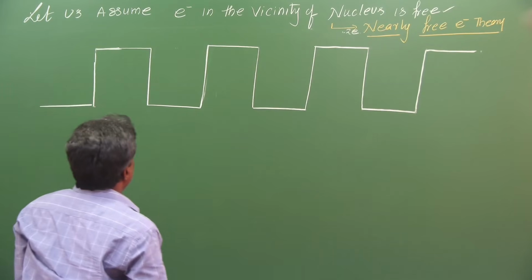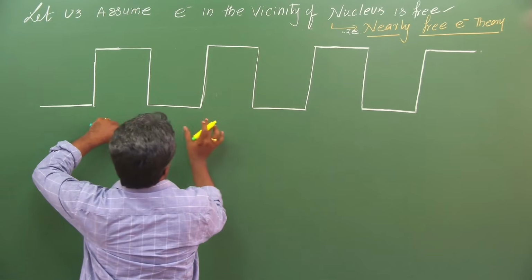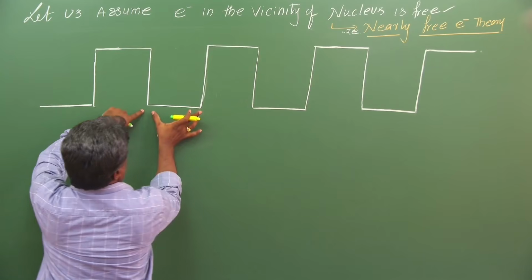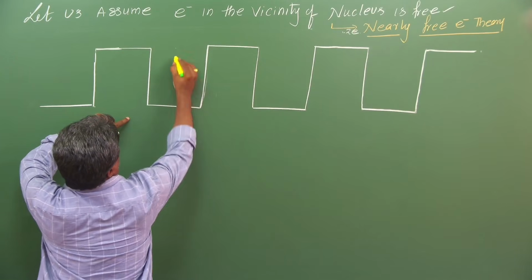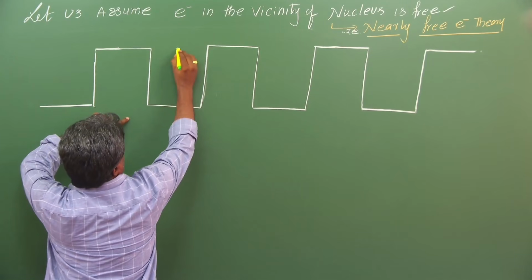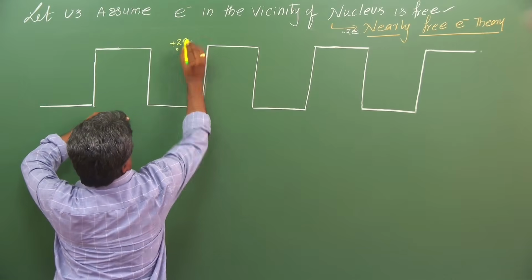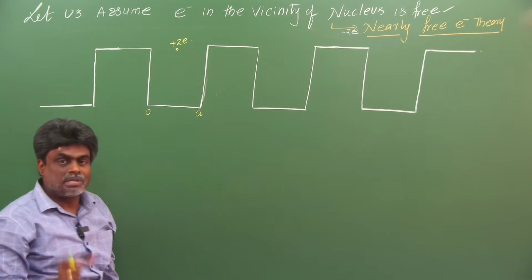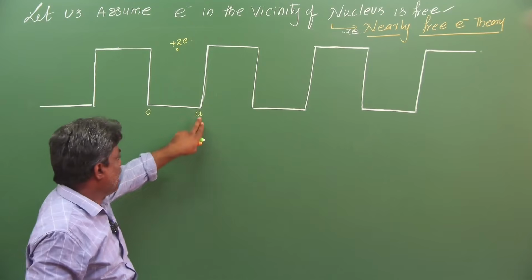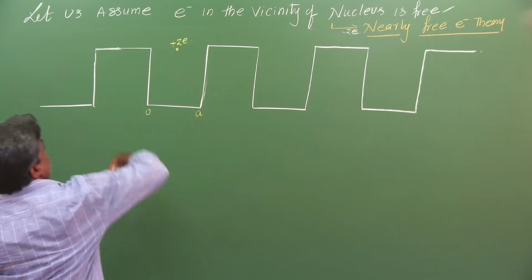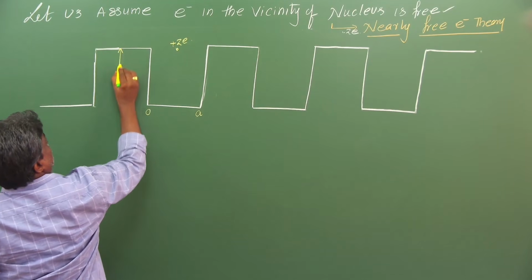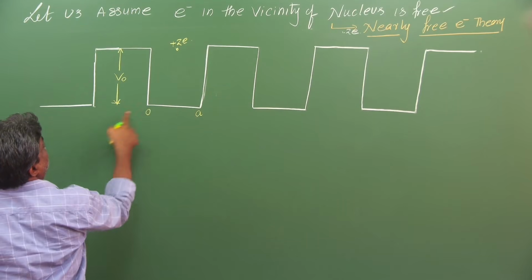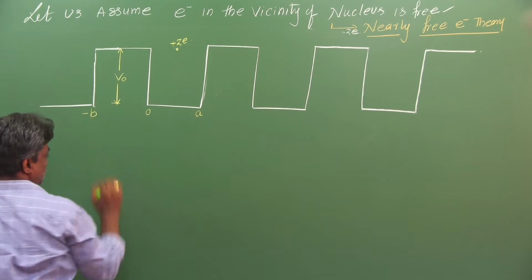Now I am assuming this is the potential well. That means here we have the nucleus vicinity. I am taking this as 0 and A. That means I have taken the width of the well as A. And this is the barrier. Listen carefully. Barrier potential V naught. I am taking this width as B.